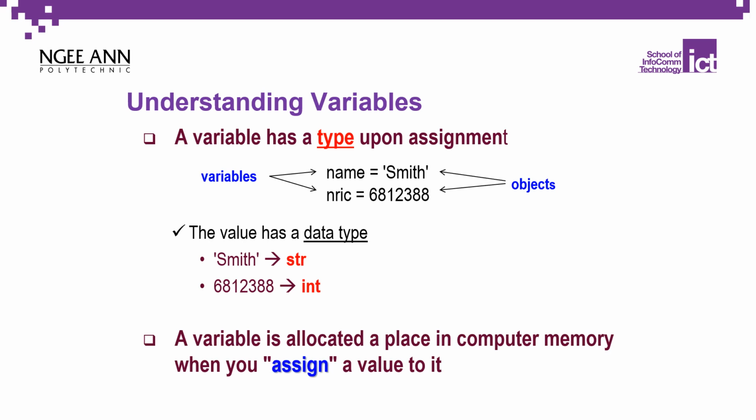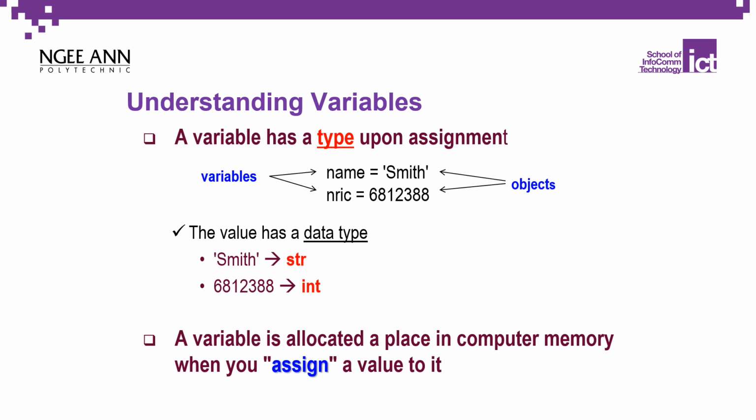Remember that we said that every value has a type and variables store values. So how does Python know what is the type of a particular variable's value? The way Python works is that at the point when the variable is assigned a value, it determines the type of the variable. To assign a value to a variable, you use the assignment operator, which is an equal sign.